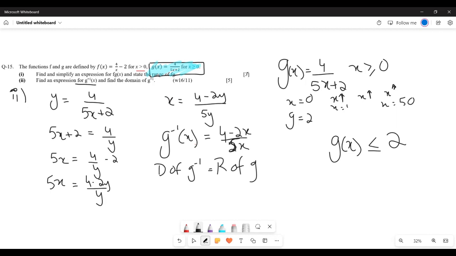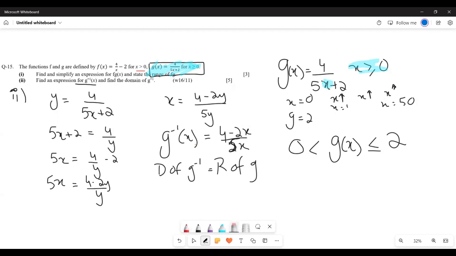छोटी हो रही है वैल्यू और छोटी हो रही है. As you keep increasing the value of x, g(x) starts getting smaller than 2. But it can never be a negative value because x itself is positive. x is greater than or equal to 0. x is always positive. So g(x) कभी negative तो हो नहीं सकता. That means the minimum value of g(x) is going to be 0. But we can't write equals to 0 over here. Because g(x) can never be 0.